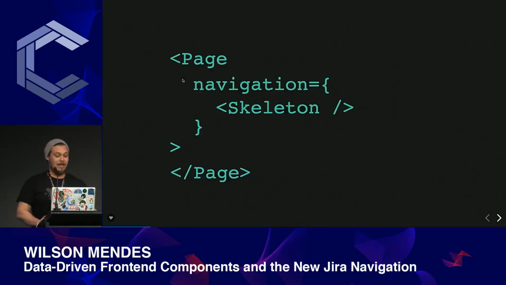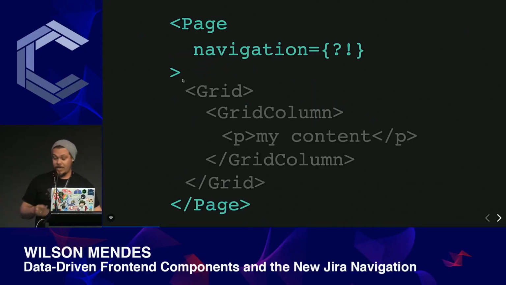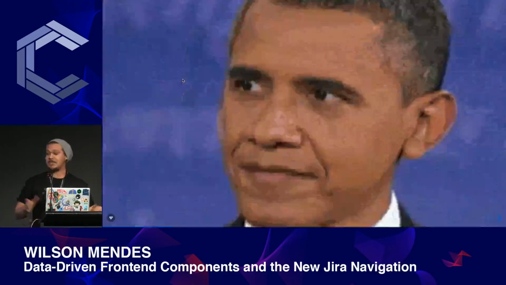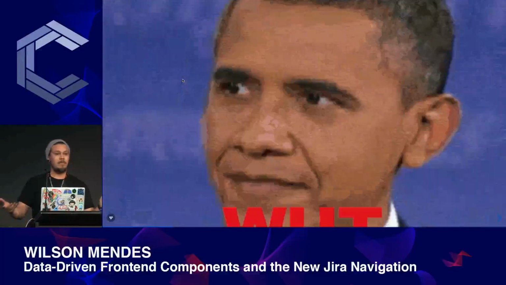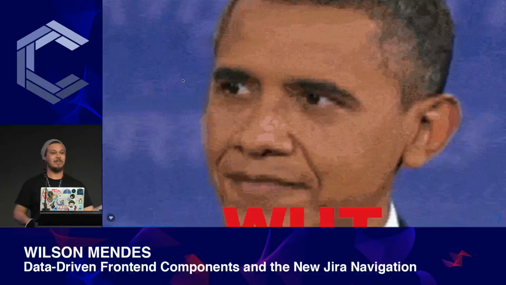What's a stack? A stack is a page which has a prop called navigation. It can be a skeleton navigation. So we have a prop called navigation, which can be skeleton navigation, so it can be pretty much anything. And inside of that, we have a grid, inside that a grid column, and that's a page.